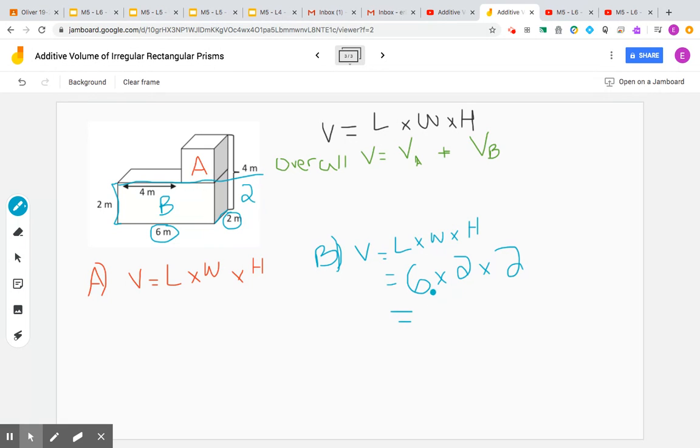So let's multiply. 6 times 2 is 12. Times 2 is 24. So the bottom of this lawn chair is going to be 24 cubic meters. Now let's take a look at A.